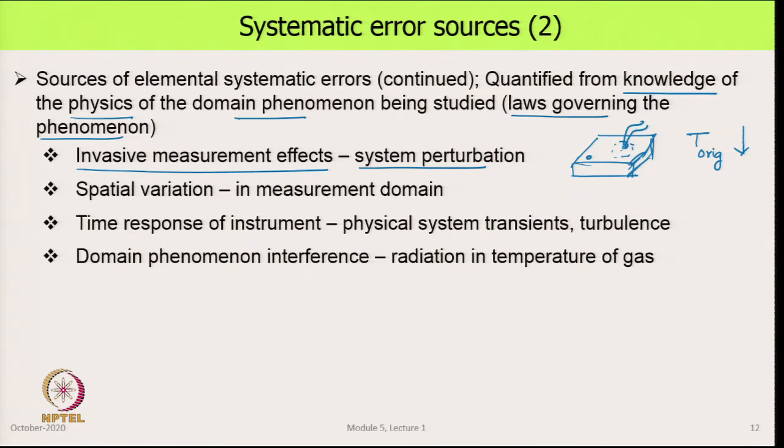And what this instrument is going to tell us is the temperature at this point, which is now slightly less than this point, this temperature. So, if it is a hot surface compared to the ambient, you will get a lower reading. If it is a cold surface compared to the ambient, you will get a higher reading. Both are systematic errors.